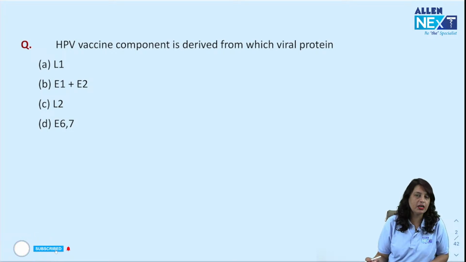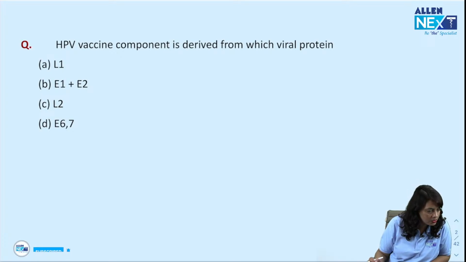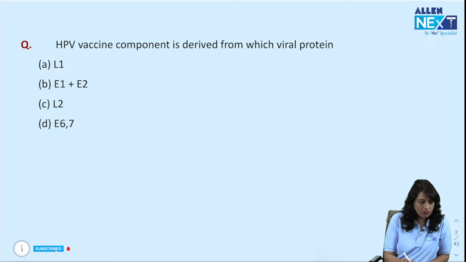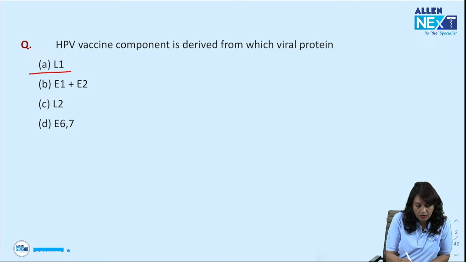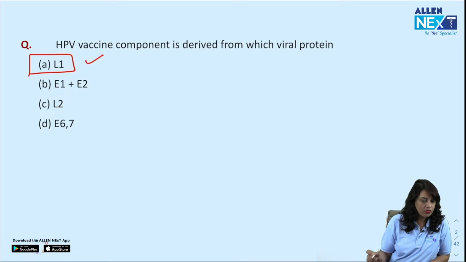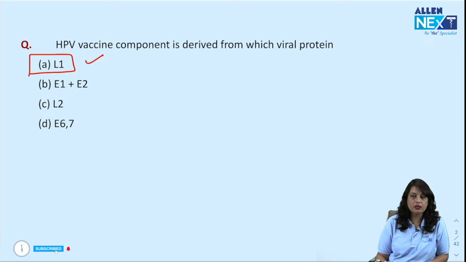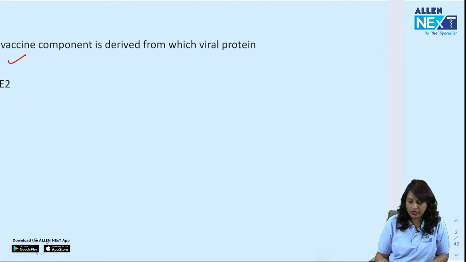I am seeing your live chat. You can write down your answers in the chat box. So, the answer is L1. Most of you are correct. The viral capsid protein from which the HPV vaccine is made is the L1 protein.